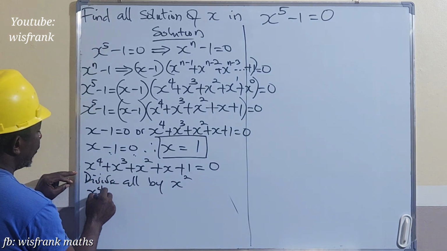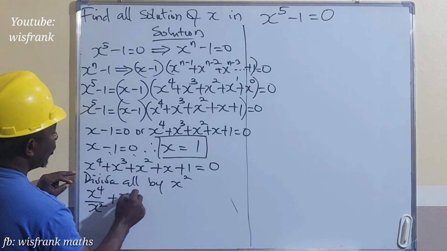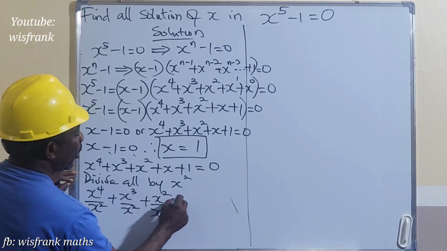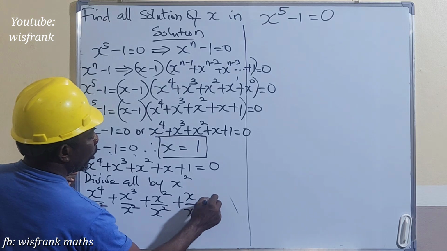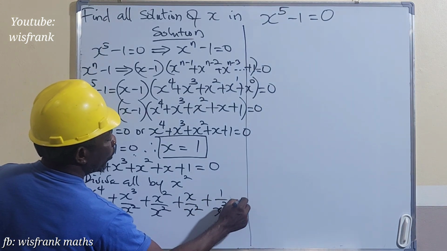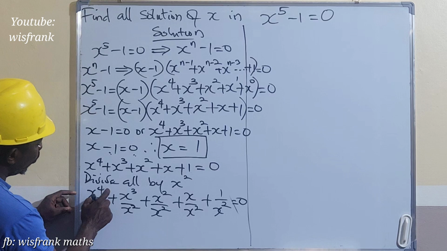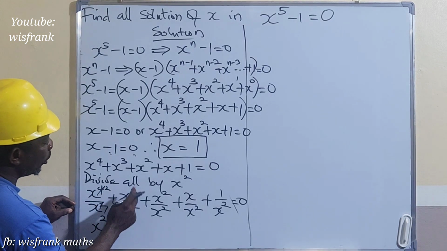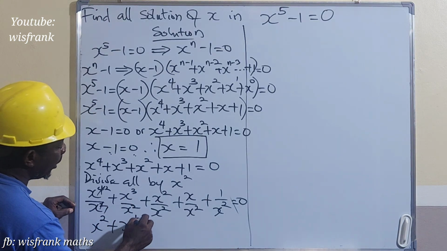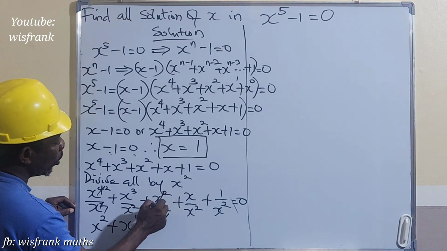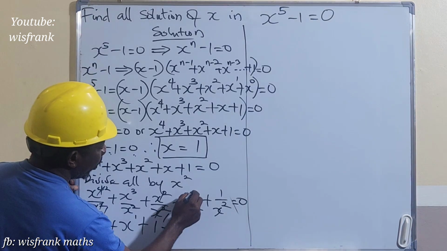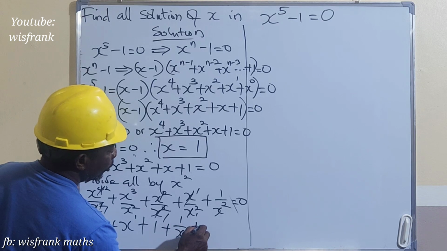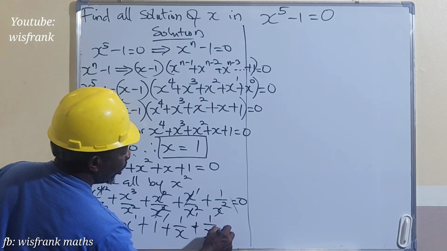So this will become x to the power of 4 all over x to the power of 2 plus x to the power of 3 all over x to the power of 2 plus x to the power of 2 all over x to the power of 2 plus x all over x to the power of 2 plus 1 all over x to the power of 2 equals 0. In this case, the terms cancel, so we have x to the power of 2 plus x to the power of 1, then plus 1, then plus 1 all over x, then plus 1 all over x to the power of 2 equals 0.